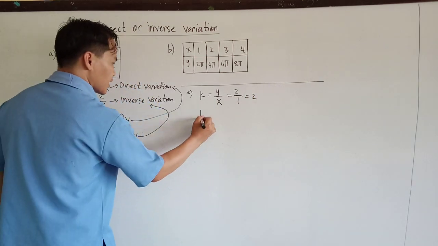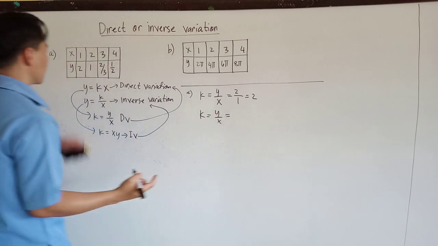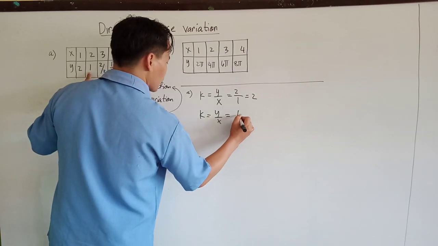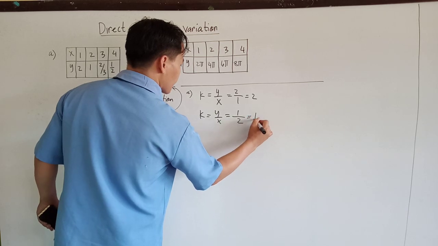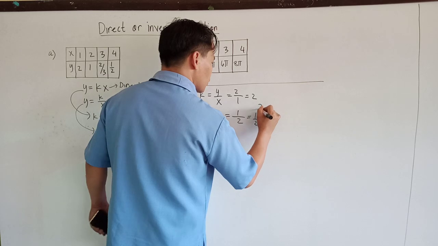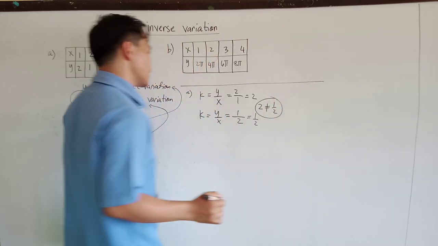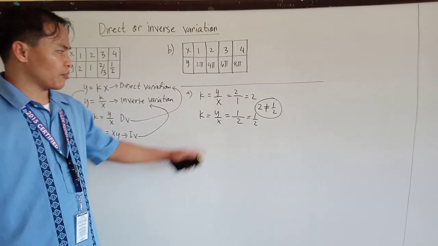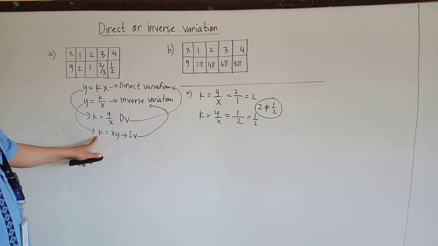Let us proceed now to the second. k is equal to y over x. That is equal to, we have the value of y is 1 and the value of x is 2. The answer is 1/2. And they are not equal. Remember, 2 is not equal to 1/2. So, for us to identify direct variation, the value of k should be equal. But they are not equal, so we will proceed to the next one.